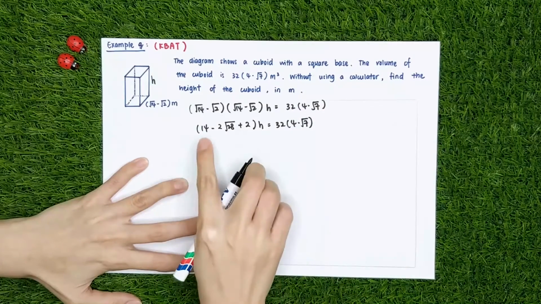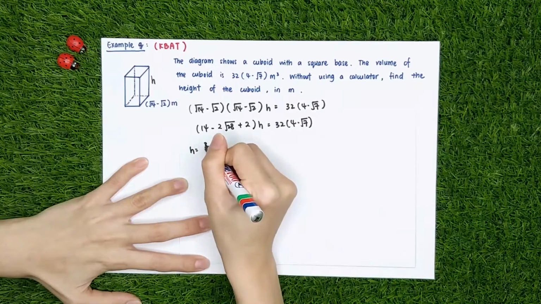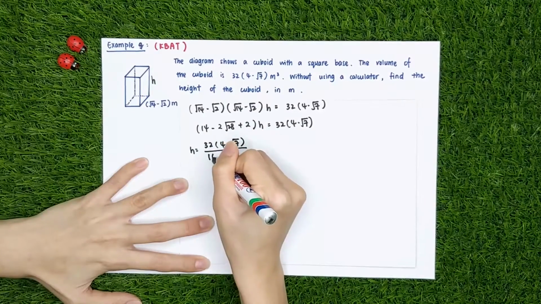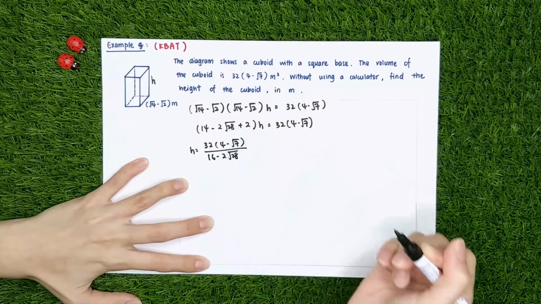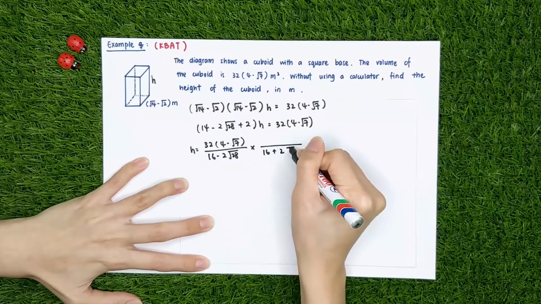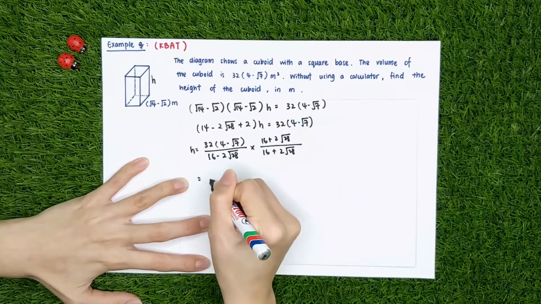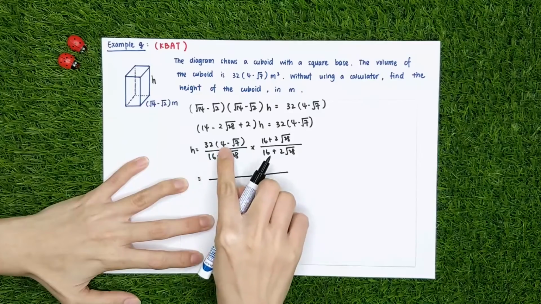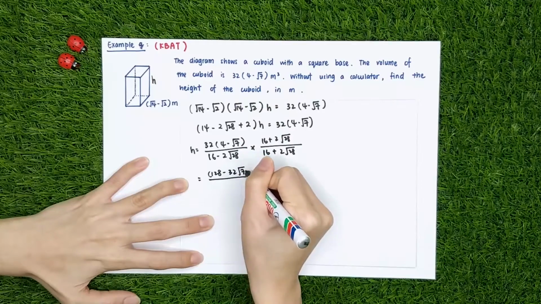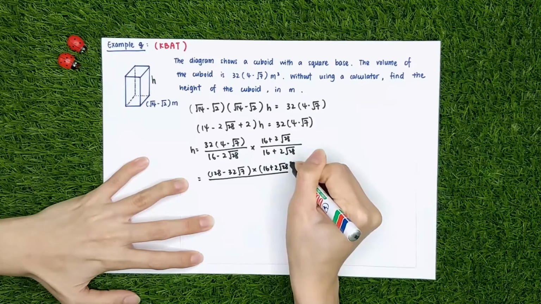And here I can get 14 plus 2 equals to 16. So I know h is equals to 32 times 4 minus square root of 7 over 16 minus 2 square root of 28. Okay, now I will times 16 plus 2 square root of 28, 16 plus 2 square root of 28 here. So I will get 32 times 4, you will get 128 minus 32 square root of 7 times 16 plus 2 square root of 28.